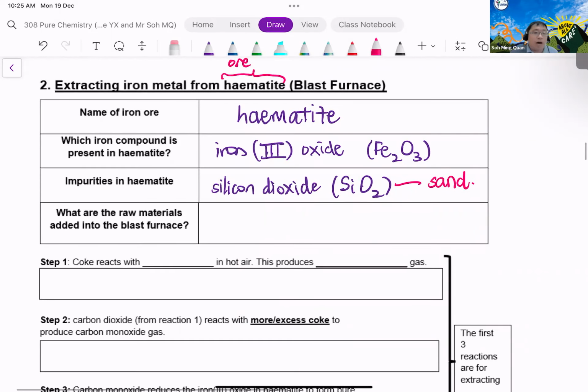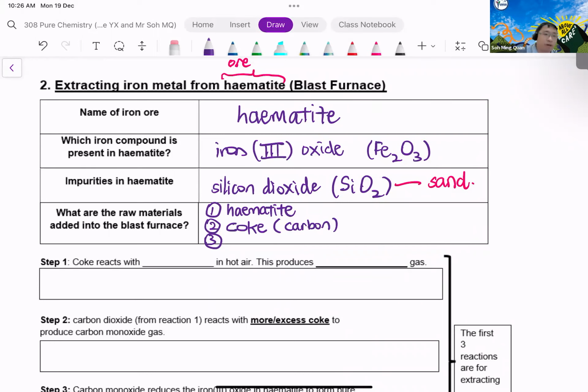Okay, what are the raw materials added into the blast furnace? There are 3 of them. The first one, obviously, is hematite. No hematite, obviously no iron to talk about, right? Now, the second raw material is called coke. But this is not the coke that you drink. No, coke is basically carbon.